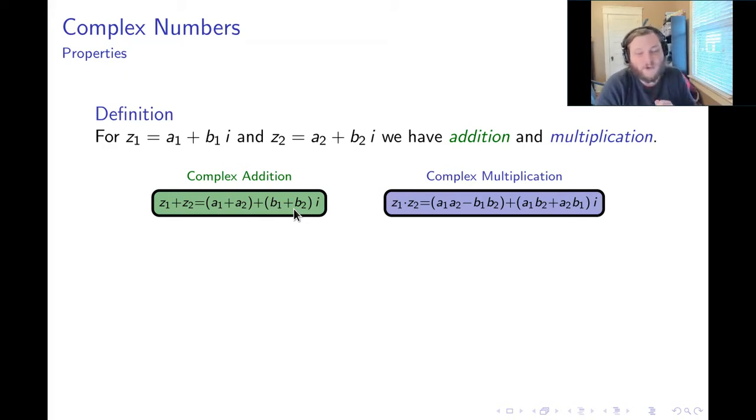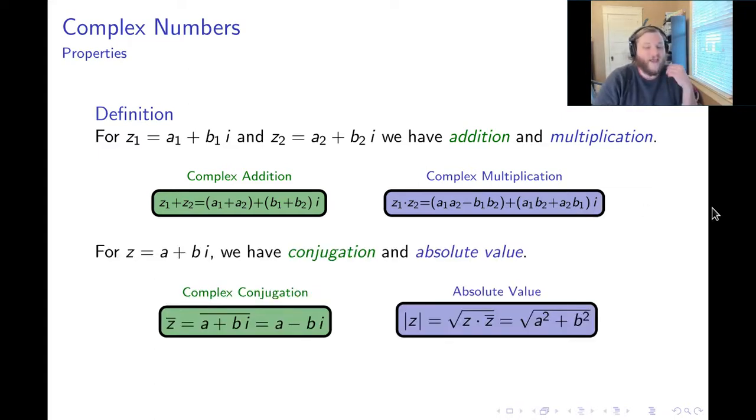Multiplication is a bit more tricky. To figure out the rule for multiplication, we have to actually multiply these two numbers together and then use the property that i squared equals -1. When we go through that exercise, we find that z1 multiplied by z2 is a complex number whose real part is a1 a2 minus b1 b2, and whose imaginary part is a1 b2 plus a2 b1.